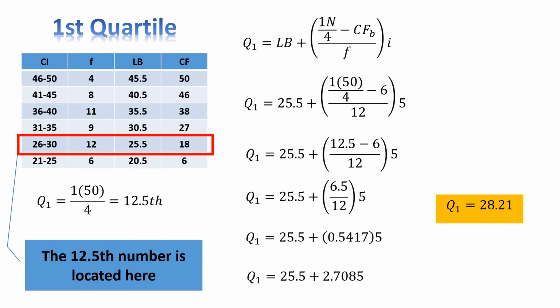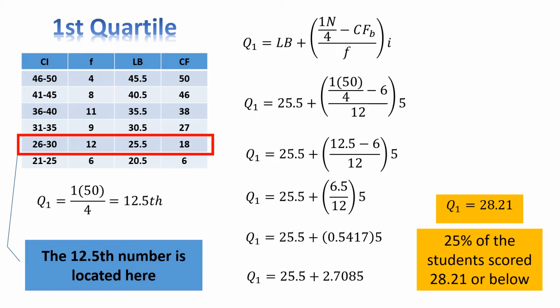And how do we interpret that? Remember sa quartiles natin, ang quartile 1 is 25%, quartile 2 is 50%, quartile 3 ay 75%. So, si quartile 1, 25% of the students scored 28.21 or below. Yun yung ibig sabihin ng value natin na quartile 1 is equal to 28.21.